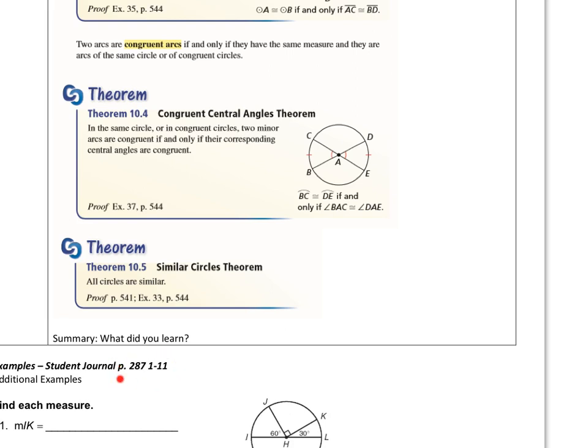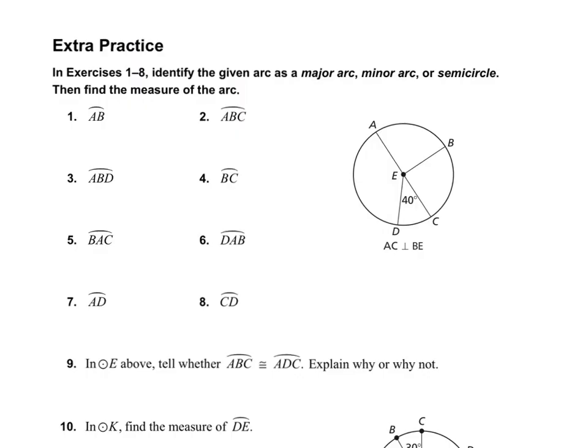All right, so let's do these examples from your student journal. It's going to be page 287, 1 through 11. Taking a look at these problems, the first one says identify the given arc as major, minor, or a semicircle. If I'm taking a look at arc AB, this would be a minor arc. For the second one, arc ABC, that's a semicircle. Arc ABD would be major. Remember, a semicircle would be 180, minor would be less than 180, major would be greater than 180. And then BC would be minor.